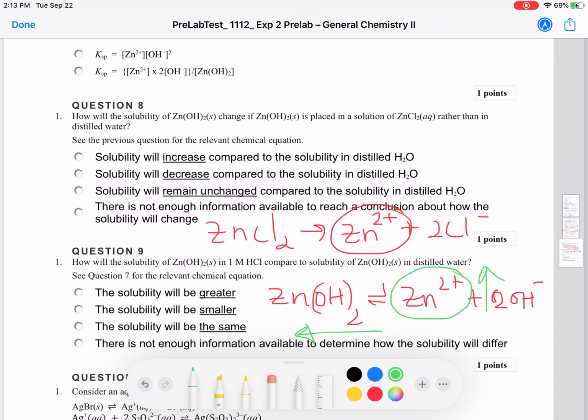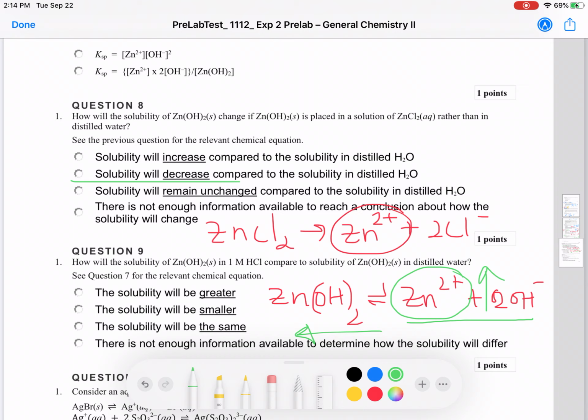But if you just put it into distilled water, now we are making a solution more diluted. As you make the solution more diluted, zinc ions and the hydroxide ions will become less. So then zinc hydroxide can dissociate more. But if you add zinc chloride, since zinc is one of the products, it will move towards forming more of the reactants, making the solubility of the zinc hydroxide decrease. So the answer would be solubility will decrease compared to the solubility in distilled water.